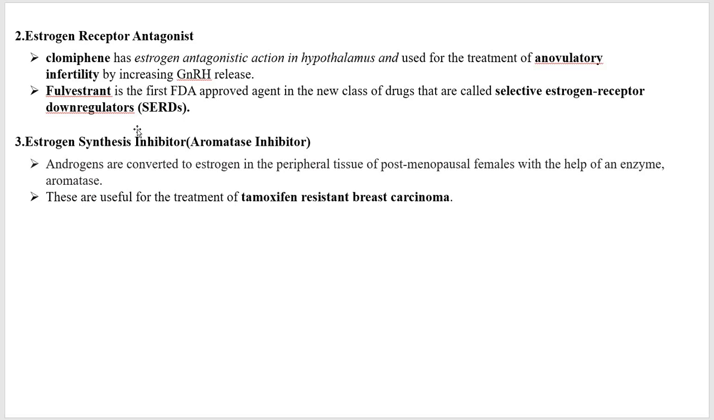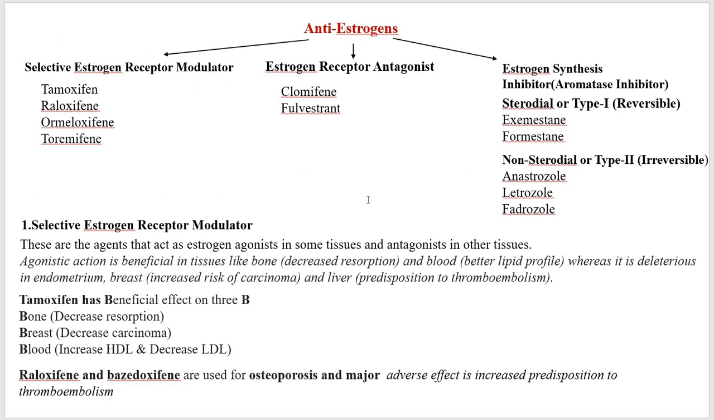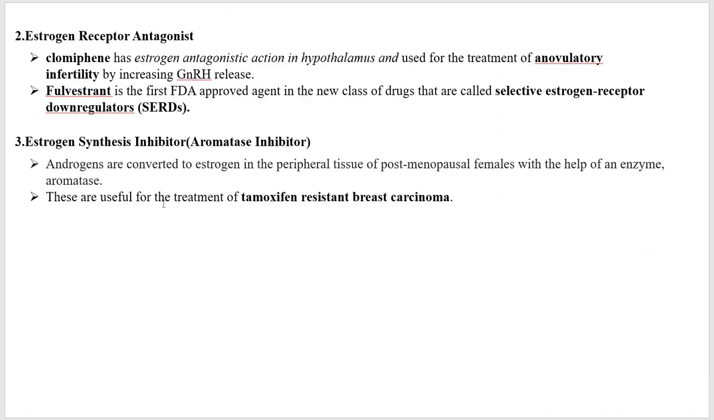And the last one is the estrogen synthesis inhibitor. First one is the aromatase inhibitor: the androgens are converted to estrogen in the peripheral tissue of postmenopausal females with the help of the enzyme aromatase. That conversion is inhibited. So these are useful for the treatment of tamoxifen resistant breast carcinoma. So these are the different drugs for estrogen and to treat estrogen related complications.